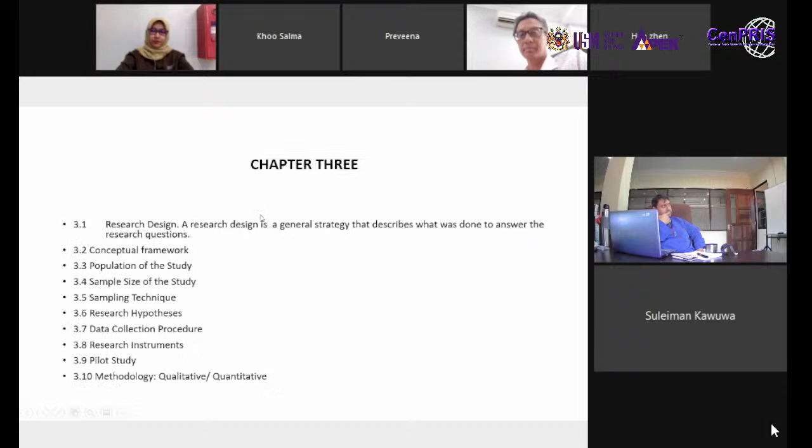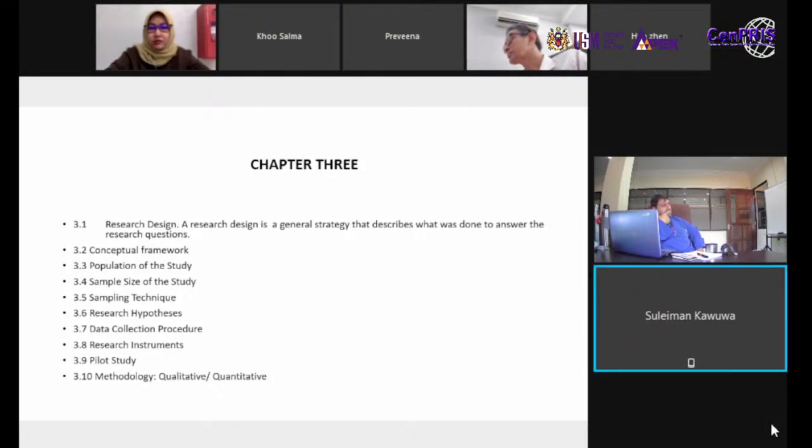Chapter 3 is another key area that involves the technical aspect of the research process. All the technicalities of research will be explained in your chapter 3. That is why it is called the Research Methodology chapter. It has to do with your research design, the conceptual framework, the population of your studies, the sample size, the sampling technique, the research hypothesis that you want to test, if any, then the data collection procedure.